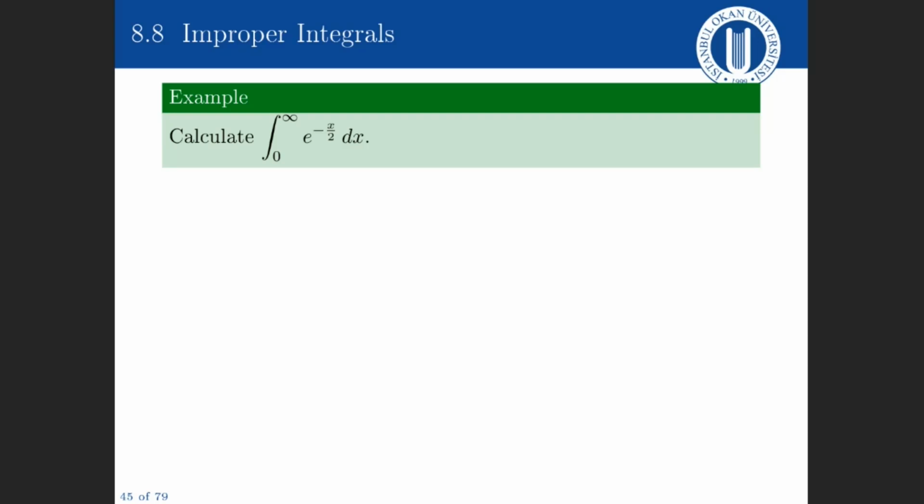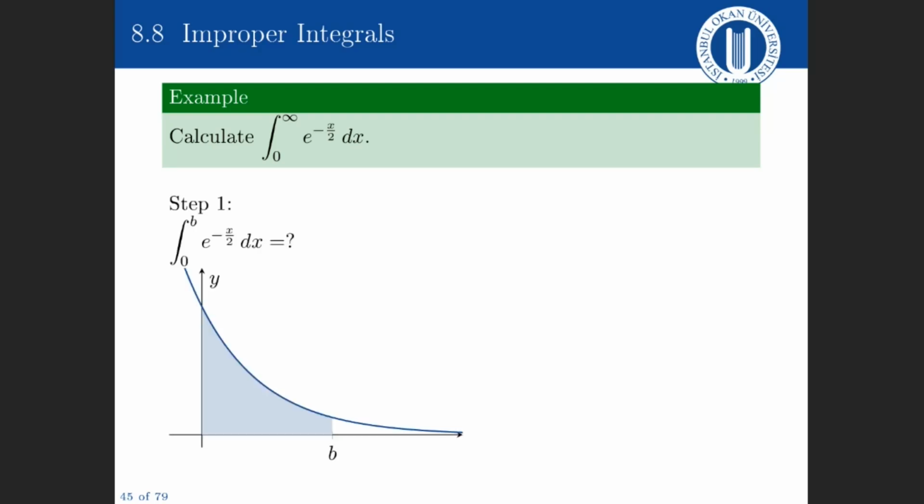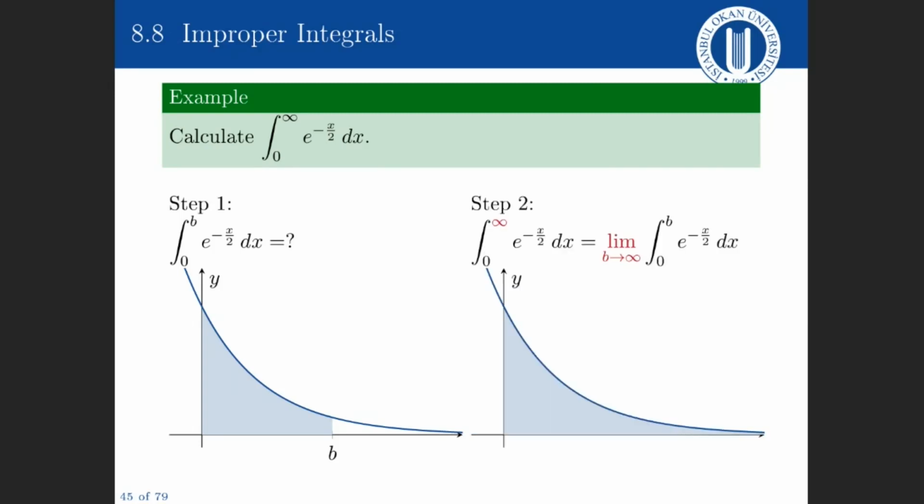Calculate the integral from 0 to infinity of e to the power minus x over 2 dx. We're going to do this in 2 steps. Step 1, we're going to calculate the integral from 0 to b. And then in step 2, we're going to take the limit as b tends to infinity. And this is what an improper integral really means. Anytime we see infinity as one of the limits of an integral, what it really means is put a number there instead and then take the limit.